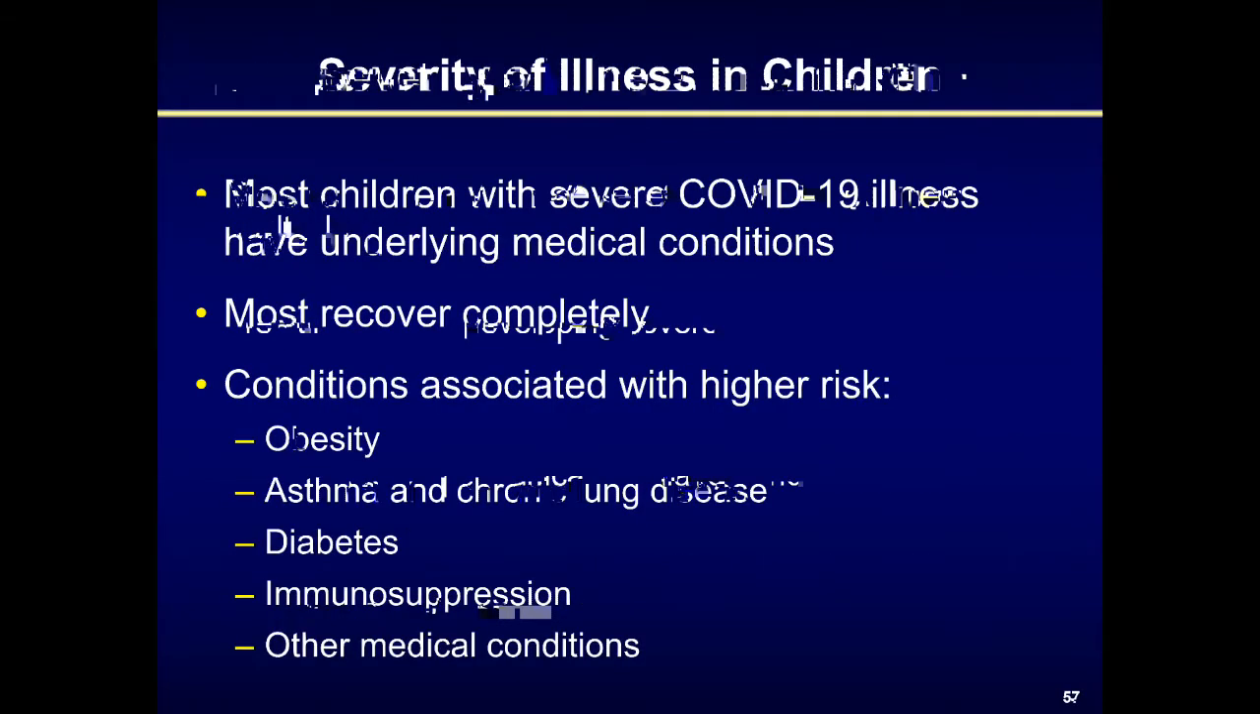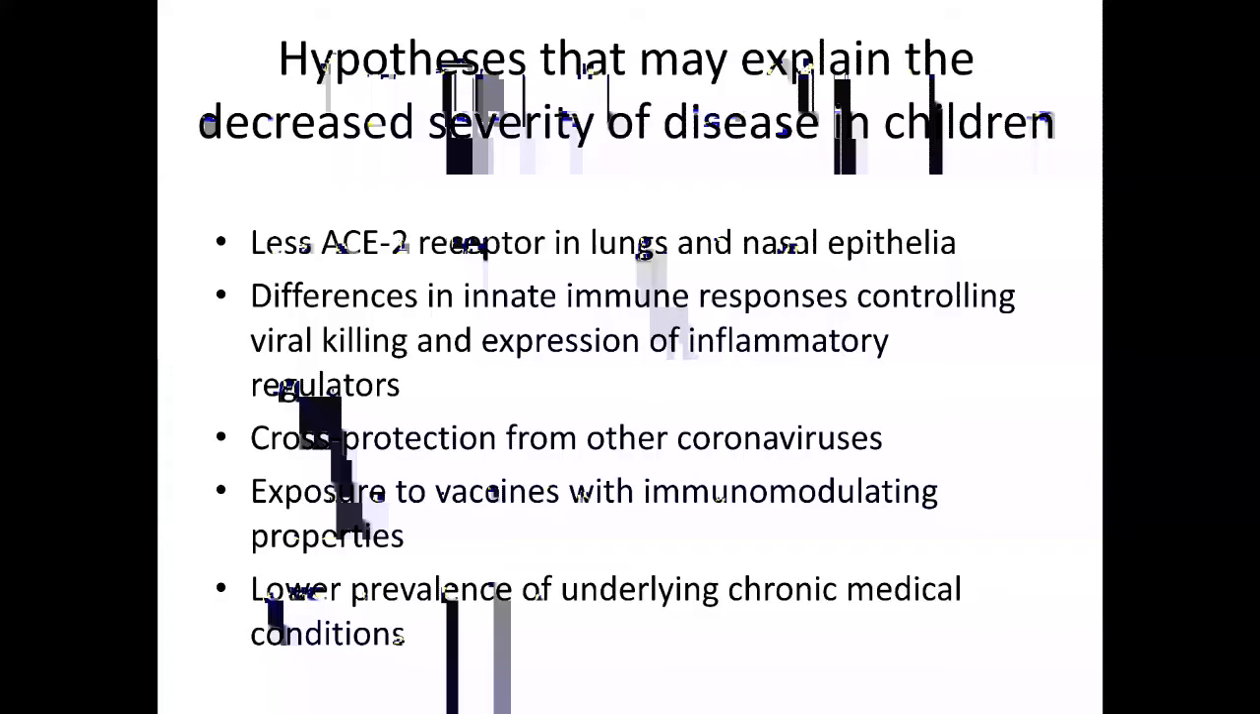Most children with severe COVID-19 illness have underlying medical conditions, but most recover completely. And a number of symptoms of underlying features have been associated with higher risk, most notably obesity and asthma and chronic lung disease, but a host of others as well. There are a number of hypotheses to try to explain the decreased severity of illness in children.